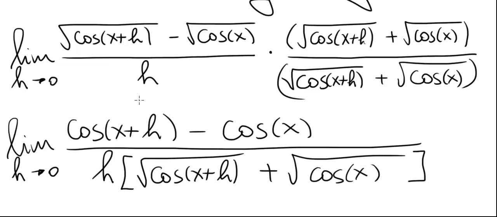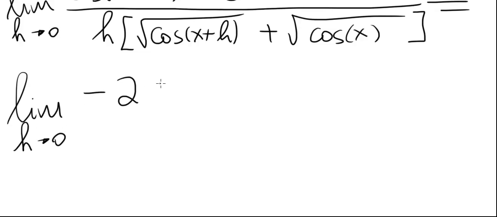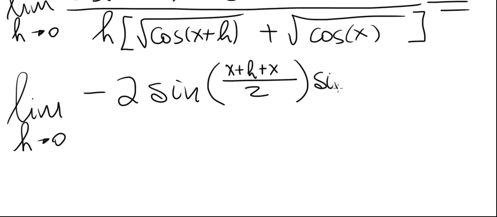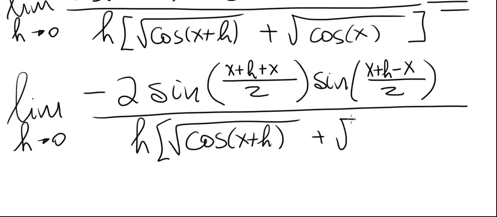We call x plus h alpha and x beta. This is cosine alpha minus cosine beta. We can apply the trig identity here. So the new limit is the limit as h approaches 0 of minus 2 times the sine of alpha plus beta over 2, which is x plus h plus x over 2, times the sine of alpha minus beta over 2, that's x plus h minus x over 2, and the denominator is h times the square root of cosine of x plus h plus the square root of cosine of x.